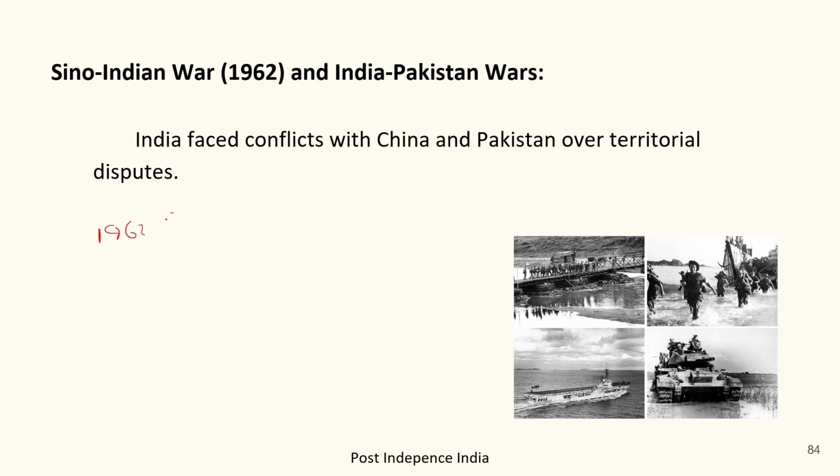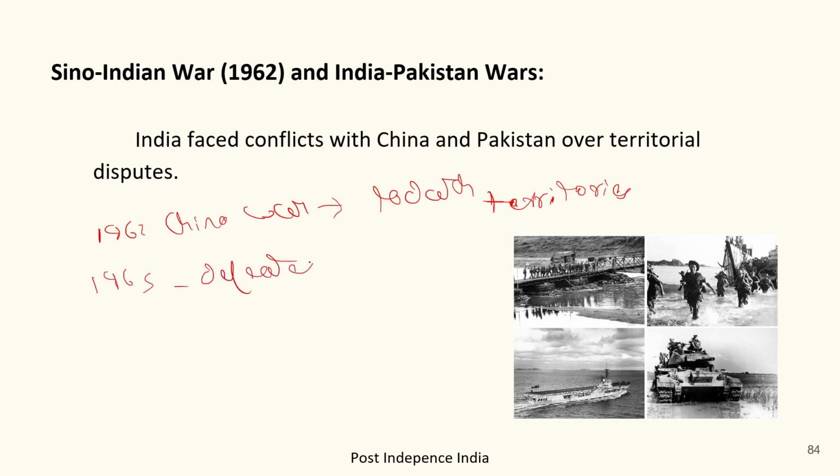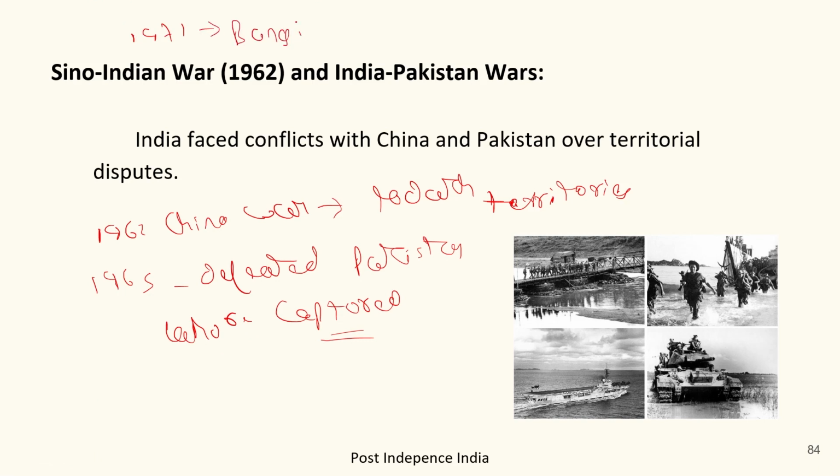Now let's have a look over their outcomes. First, the 1962 China war. We lost Ladakh territories to China. In 1965, we defeated Pakistan. Lahore, an important city of Pakistan, was captured, but later it was returned to Pakistan. In the 1971 war, Bangladesh was created and East Pakistan got separated, and the 1999 war was fought in Kargil, famously known as the Kargil War. Okay, so we have finished the wars and their outcomes.